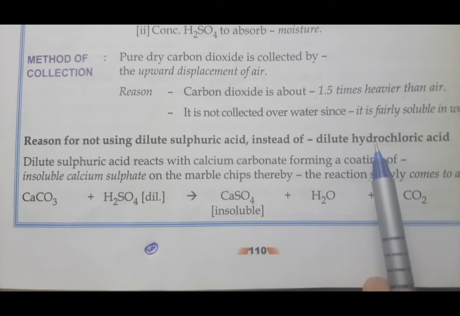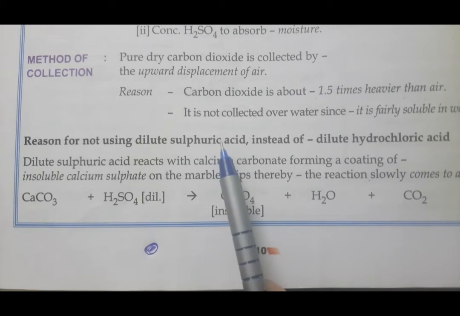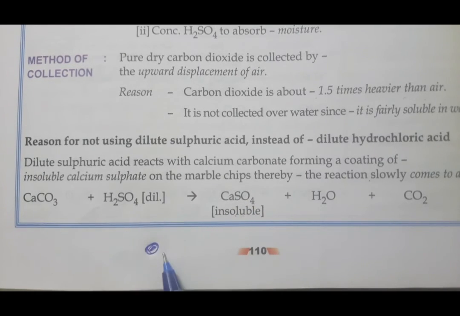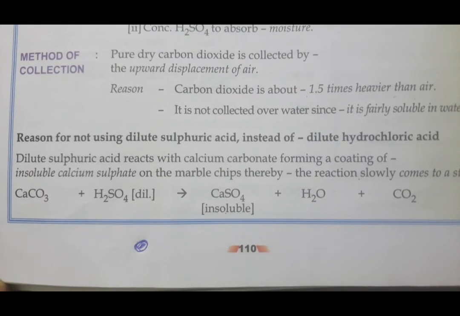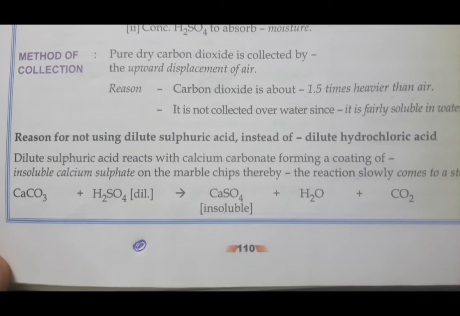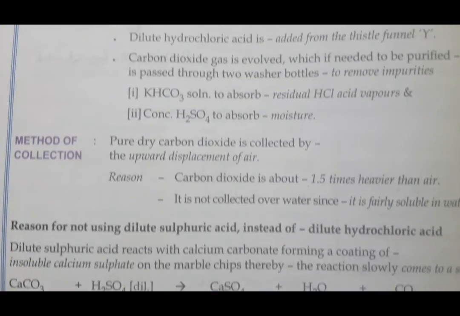So we should always use hydrochloric acid in the lab preparation, not sulfuric acid. Why? Because whenever sulfuric acid reacts, we get calcium sulfate, which is insoluble, whereby it will coat the marble chip, and further reaction will not occur because the reaction becomes slow. So this reasoning question is very important. You can remember it, students. It is on page 110, and do refer to the book when you go through this video side by side.